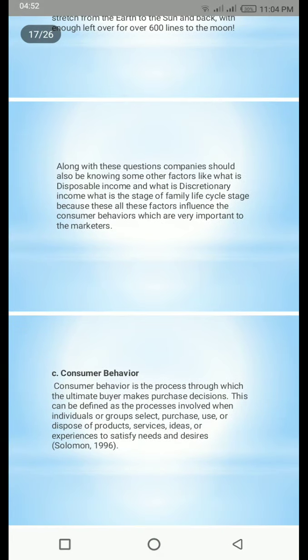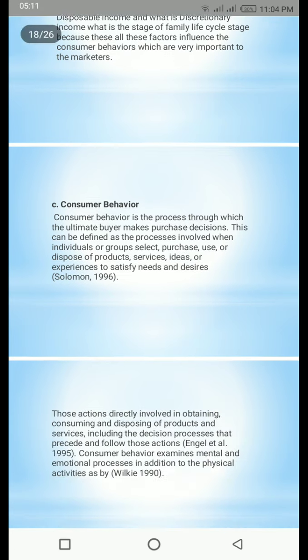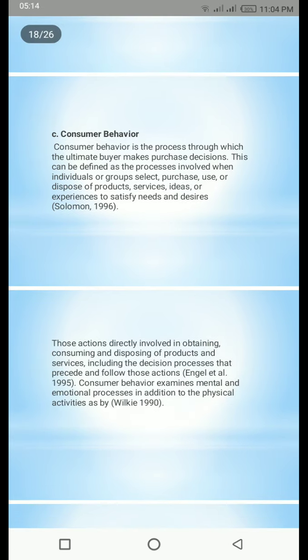Consumer behavior. Consumer behavior is the process through which the ultimate buyer makes purchase decisions. This can be defined as the processes involved when individuals or groups select, purchase, use or dispose of products, services, ideas or experiences to satisfy a need and desire (Solomon, 1996). Those actions directly involved in obtaining, consuming, and disposing of products and services, including the decision processes that precede and follow those actions (Engel et al., 1995).